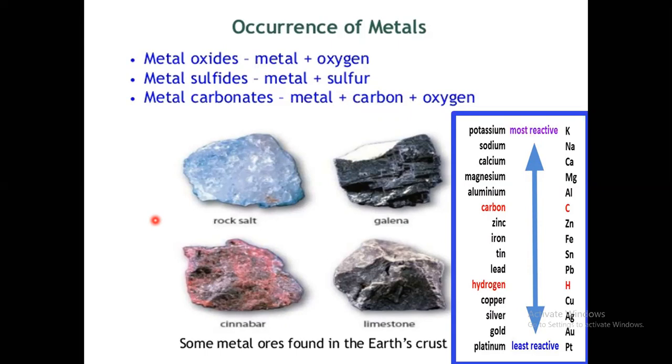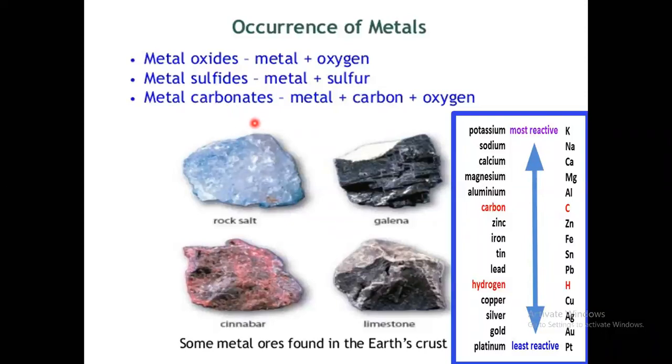Let's see the chemical nature of the ores. Metal ores are found in the form of rocks, and these metal ores found in the rocks are present in the form of metal oxides, metal sulfides, or metal carbonates, right? Metal ores are found in the rocks in the form of metal oxides, metal sulfides, or metal carbonates. And these ores, as I have told you, are present in the rocks in our earth.